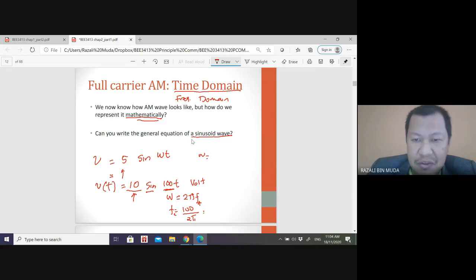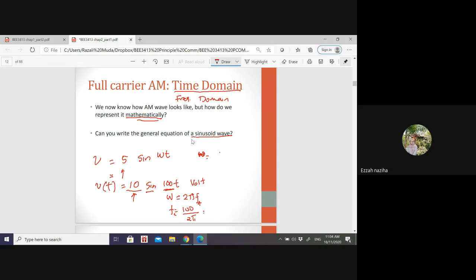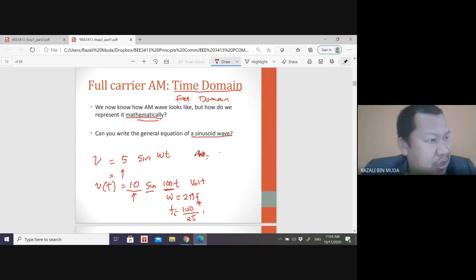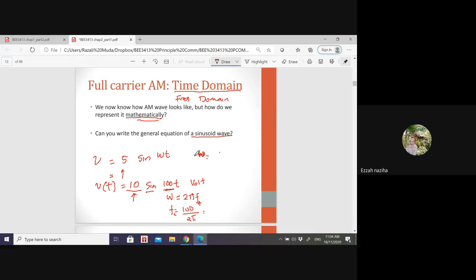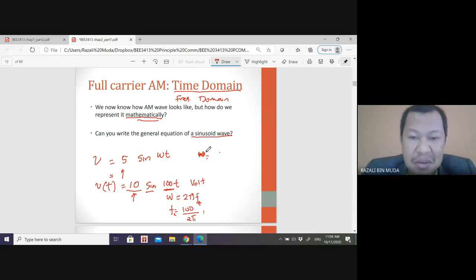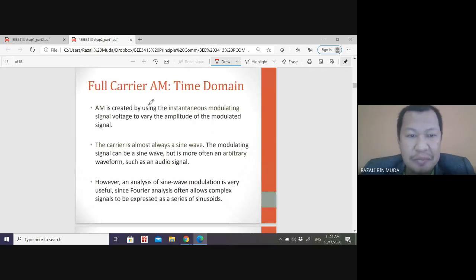Omega itself is already a frequency, which we call, what is it called, the one in units of radian per second? Omega. Its name is angular frequency. F is the frequency, but omega is also a frequency, the angular frequency. Okay, full carrier time domain.